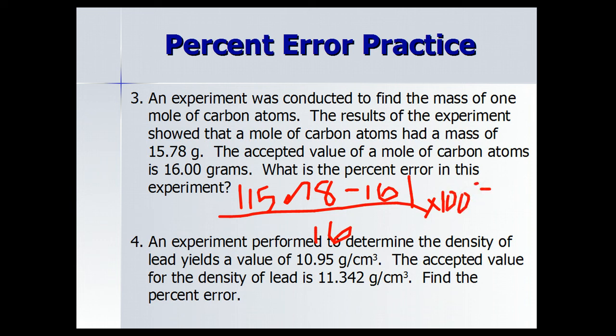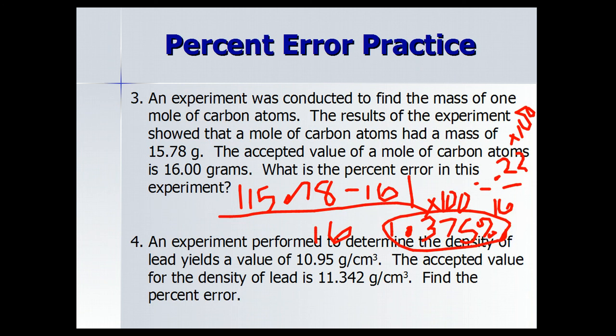So let's see if we can do this in our head. So we have 0.22 over 16 times 100. So I got 1.375%. Okay. An experiment performed to determine the density of lead yields a value of 10.95 grams per centimeter cubed.